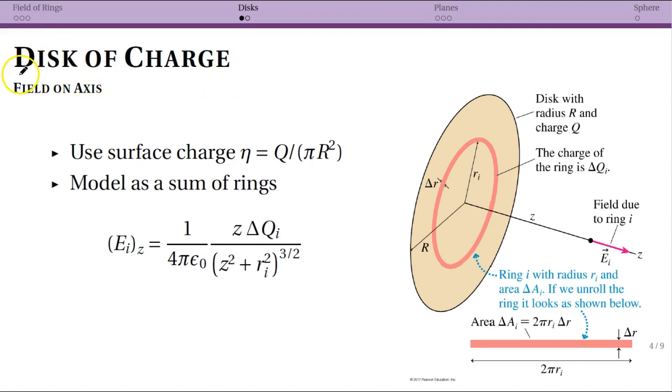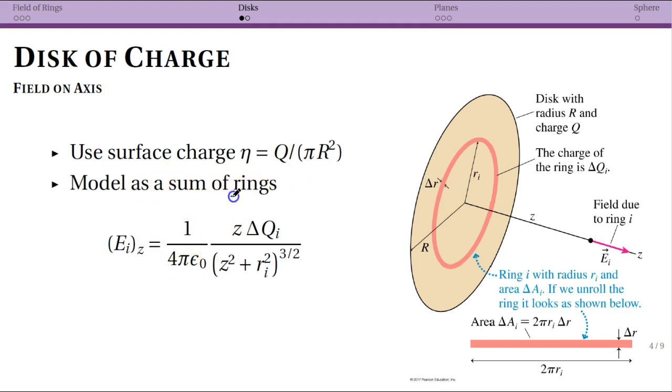Now we're going to look at a disk of charge, which effectively means a big flat circle. Because of that, we actually have to start thinking about surface charge density. In that case, surface charge density eta is going to be the total charge divided by the area, pi r squared.